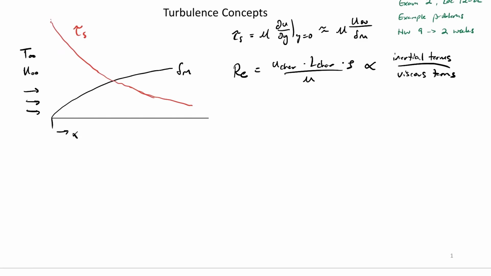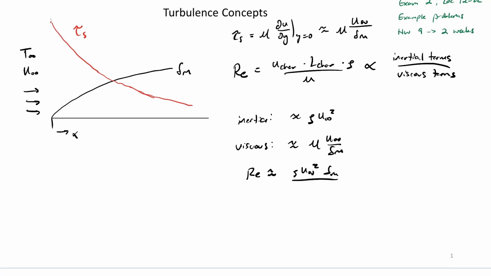Okay, so just carrying this out, we're going to say our inertial term is approximately rho u infinity squared. Our viscous term is approximately, what did I write up there, mu times u infinity over delta m. So then our approximate Reynolds is going to be, Reynolds is approximately rho u infinity squared delta m divided by mu times u infinity, right? Which of course is our Reynolds number basically.